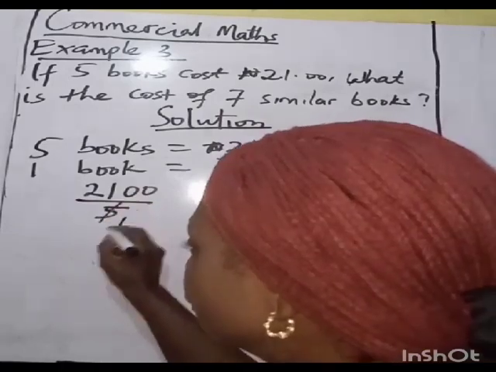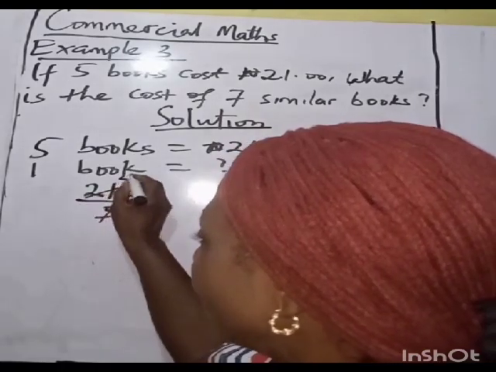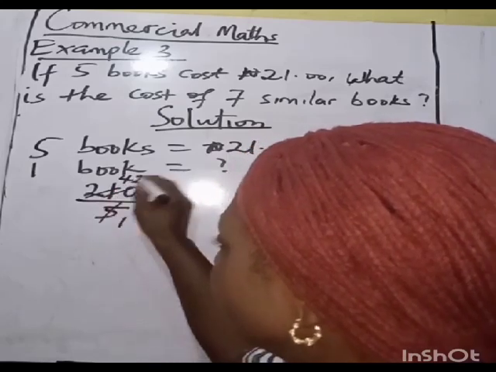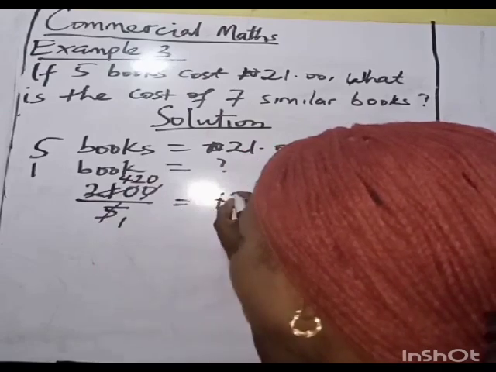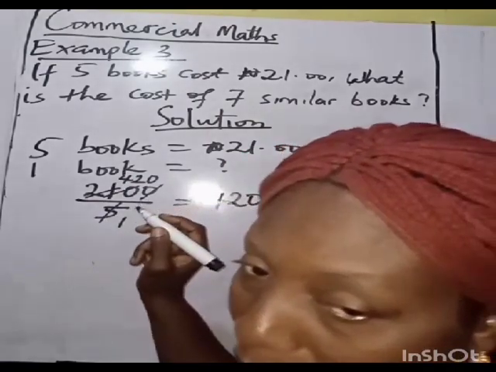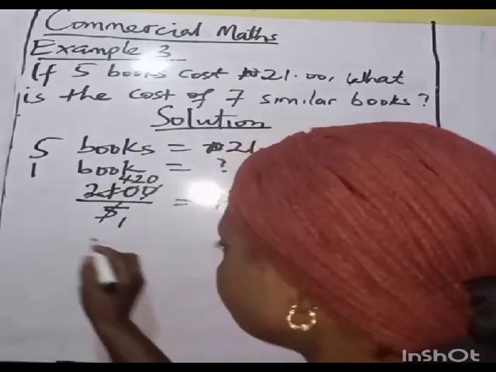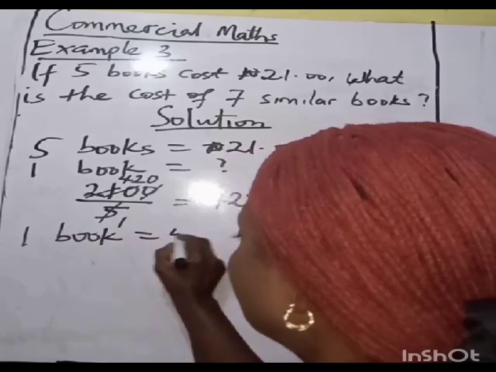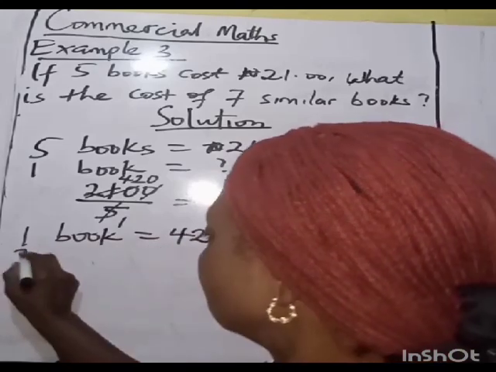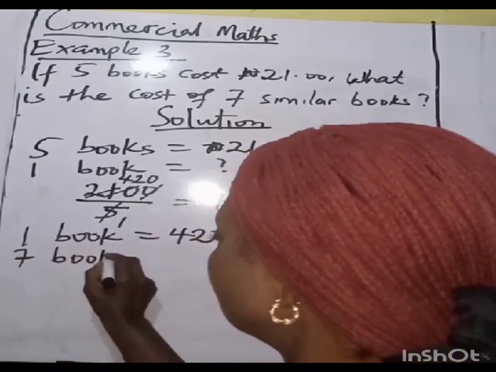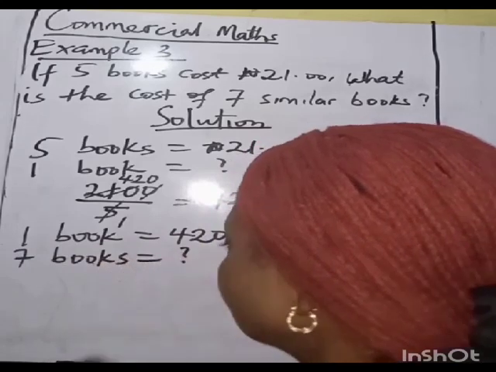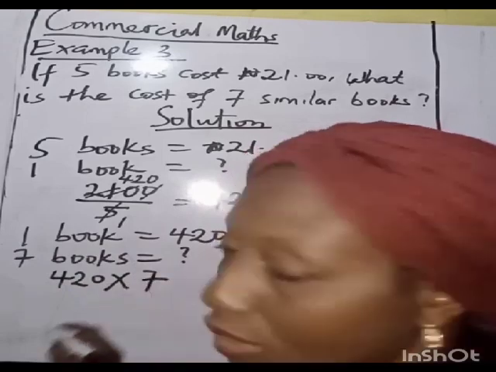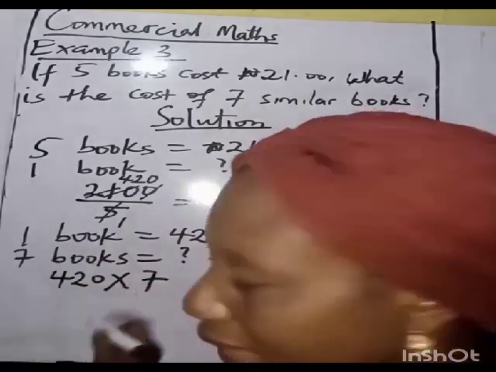5 divided by 5 is 1. 5 into 21 is 4. Remember, 5 into 10 is 2. And into 0 is 0. You now have 420 kobo. Remember, we are dividing in kobo. Now, if one book is 420 kobo, 7 books will now be what? 420 times 7.